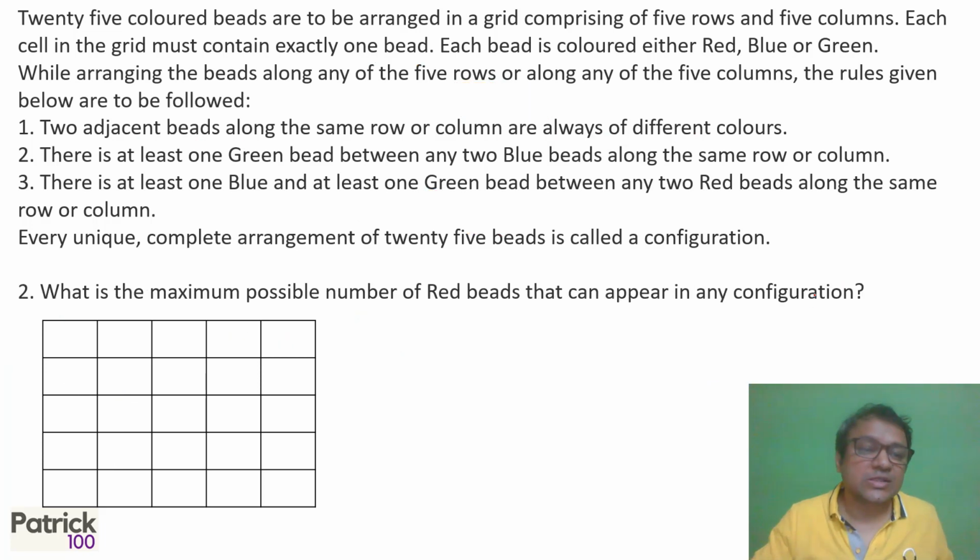Next, what is the maximum possible number of red beads that can appear in any configuration? One way to look at the maximum is to try to put red as frequently as possible. Let me start with red. I know there'll be a blue and green between them. So I put a blue, green, and I can again have a red in the fourth column. That means there should be at least two elements between two reds. So automatically, in the fifth column there's no room, so there'll be a red here and a red here.